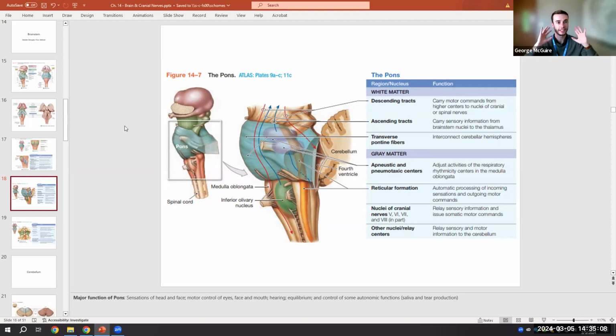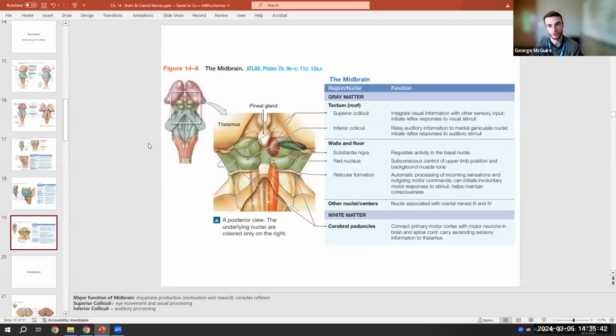And the pons is mainly related to sensation and motor control of the face. Not the entire face, but things related to the face. So sensations of the head and face, and motor control of some of those autonomic reactions related to your face and skull. So like producing saliva and producing tears as protection, or preparing for food in either of those cases. Plays a role in general equilibrium and some processing of hearing along with that.